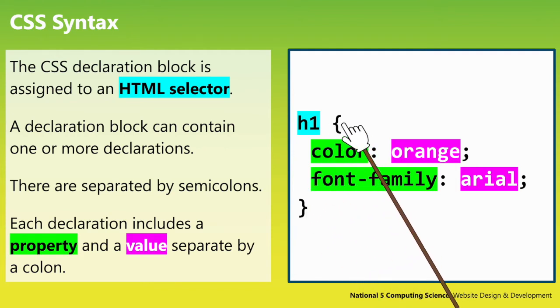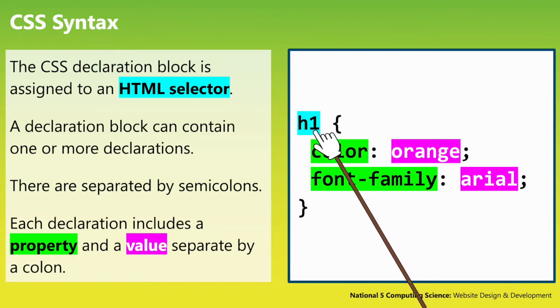Within the declaration block we have properties and values. So a property is a thing that we are changing about the selector, and the value is what we're changing it to. In this example we're changing the colour of H1 to be orange and the font family of H1 to be Arial. You will notice that the property and the value are separated by colons, and each declaration is separated by a semicolon. Again, if you do not have these colons and semicolons, your CSS might not work.